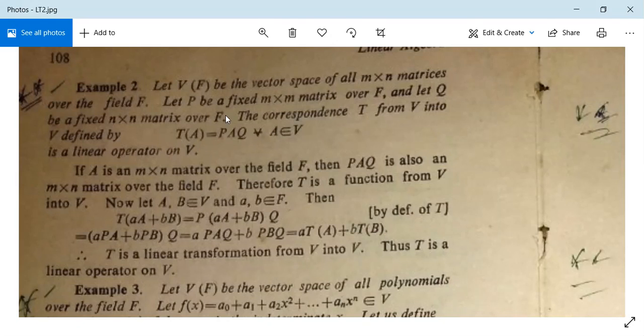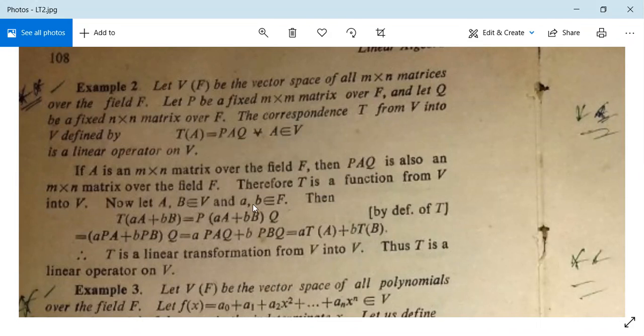So with this condition we need to prove that this T is a linear operator. See, if A is an m by n matrix over the field F, then PAQ is also an m by n matrix over the field F. For all A in V, A belongs to V means A is an m by n matrix, and this P is m by m, Q is n by n. So this will be an m by n matrix. Therefore, this T is a function from V into V.